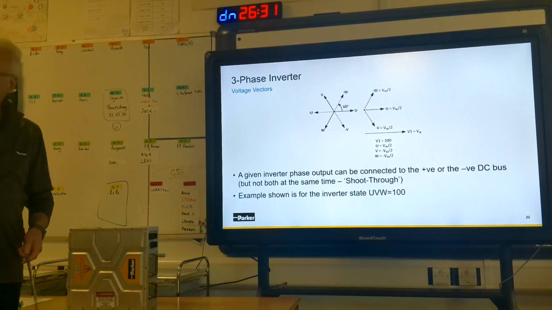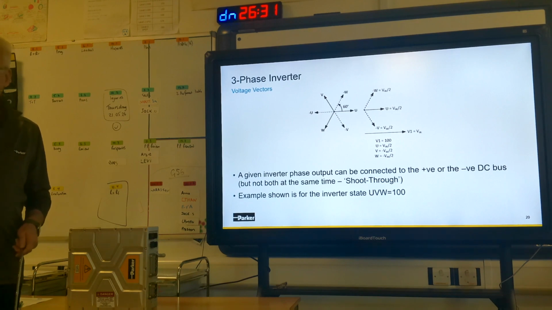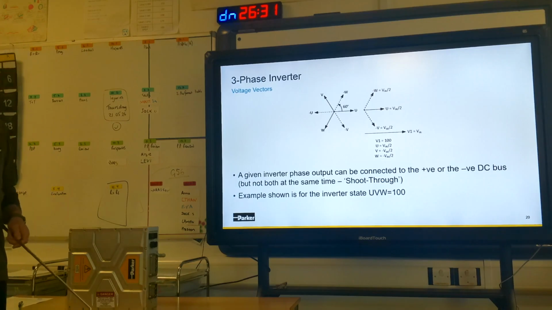It's kind of obvious to say, when you're talking about the legal possible states you can put the switches in, never turn on the top device and the bottom device together at the same time. That's generally thought of as being bad and will obviously result in the destruction of your power electronics in your inverter, and we call it a shoot through.